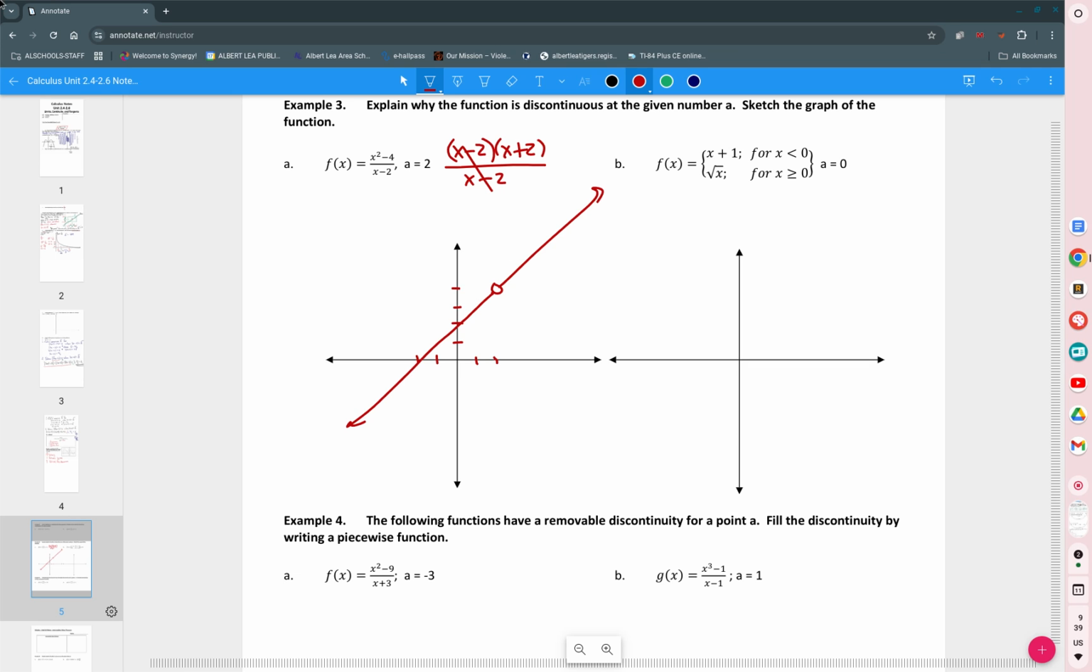So on the test on your assignment, I'm going to need you to sketch the graph, and I'm going to need you to determine which of the 3 rules it fails. First of all, does f of 2 exist? No, it doesn't. Does the limit exist? Yes. So this fails number 1.